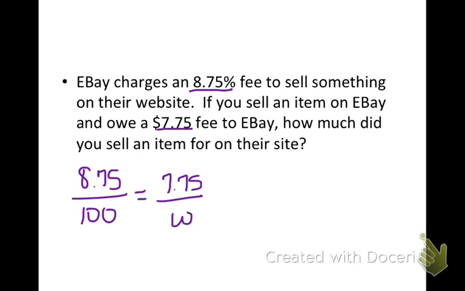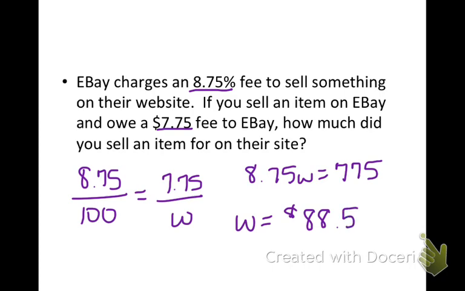Okay, over the whole amount or the total we sold our item for. So 8.75 over 100 is equal to 7.75 over W. So what we sold our item for was $88.57. You could always check your work by calculating what is 8.75% of $88.57, and see that the answer would work out. So check your work.